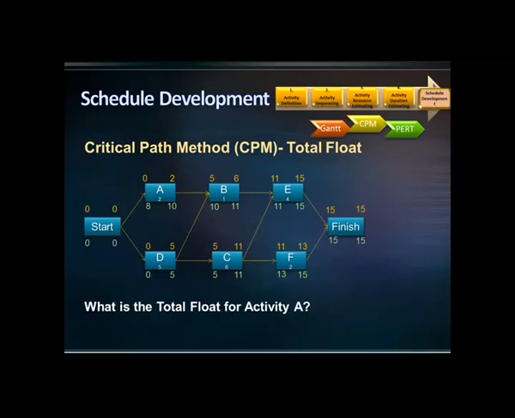In the example that we calculated the early and finish dates, what is the total float for activity A? To help you answer this question, let me rephrase my question. What is the maximum available time for activity A to float without impacting the completion date?